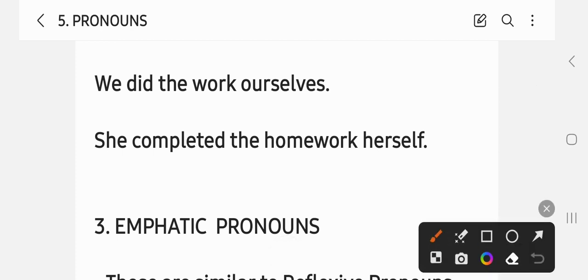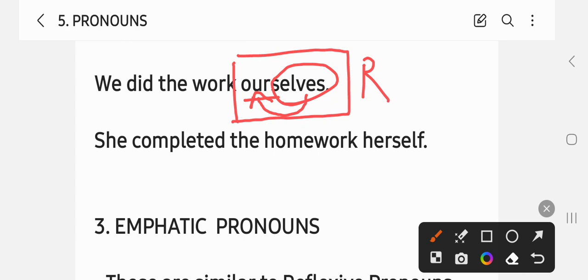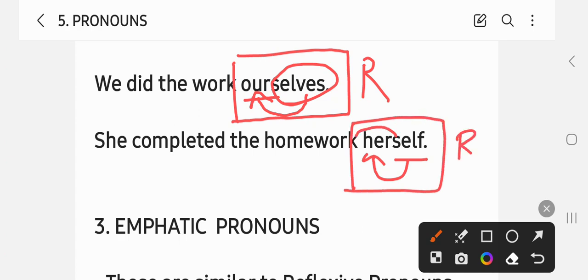Let's have another look. We did the work ourselves. Look at this. Our is a personal pronoun. Now because our is plural, instead of self, we use selves. So again here, selves is added to the personal pronoun, and hence this whole thing ourselves becomes a reflexive pronoun. She completed the homework herself. Again self is added to the personal pronoun her. So the whole thing becomes a reflexive pronoun. Herself is a reflexive pronoun.